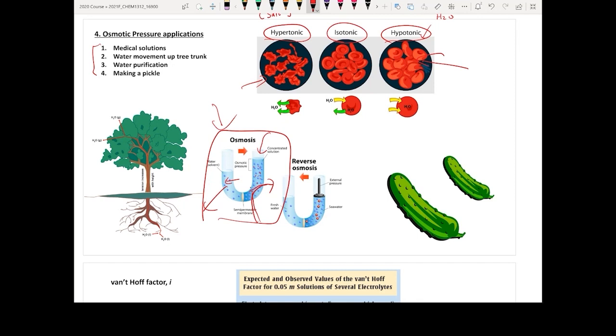So what they do is there'll be a tube that feeds in the tap water constantly and brings out the salty water too. So they can make this process continuous. So let's look at the applications of osmotic pressures.